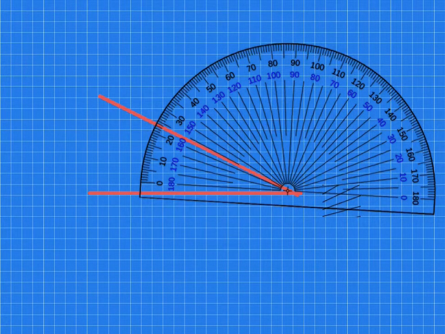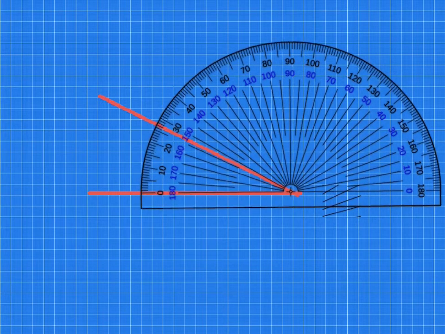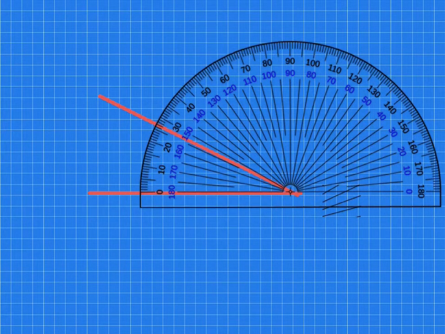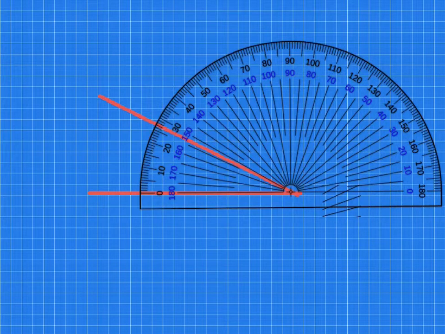Now you will see that there's also 2 zeros at either side of the protractor. I need to make sure that one of the zeros sits on one of the lines of the angle. So I'm going to do that now by just rotating the protractor to make sure that that origin stays in the same place and that the zero sits on one of the lines of the angle.